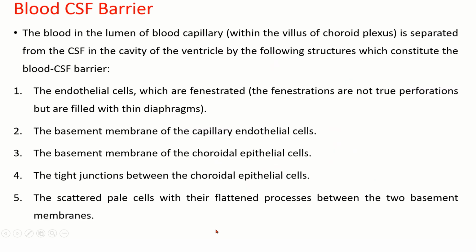Now let us see what forms the blood CSF barrier. It is formed by the endothelial cells which are fenestrated. The fenestrations are not true perforations but are filled with a diaphragm. The basement membrane of capillary endothelial cells. Okay, so this is the capillary part, and here you can see the basement membrane of choroidal epithelial cells and the tight junctions between the choroidal epithelial cells. This is the ependymal part. And the scattered pale cells with their flattened processes between the two basement membranes. These are the modified pial cells.